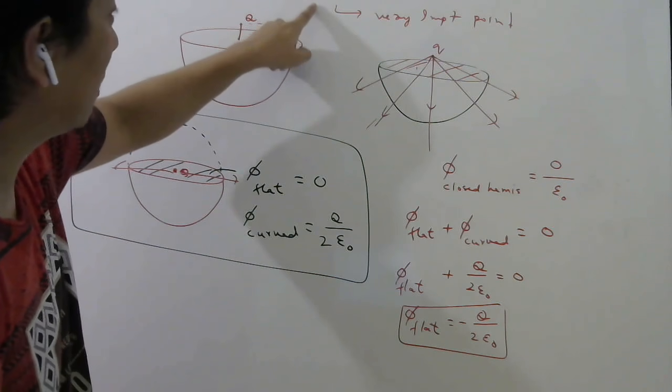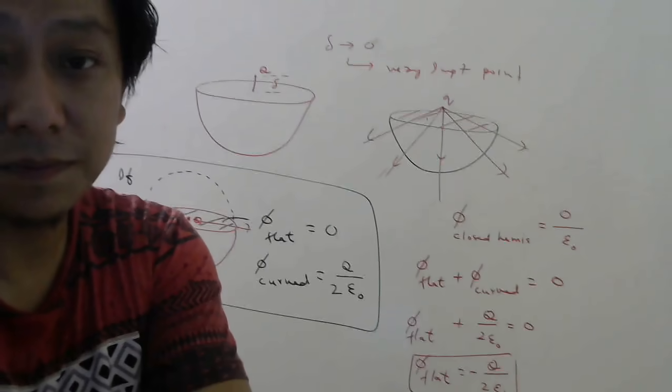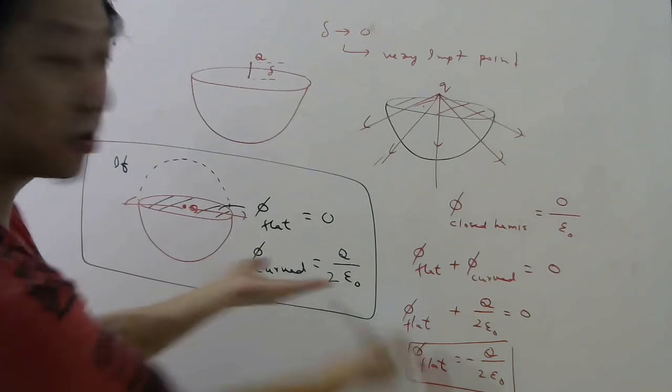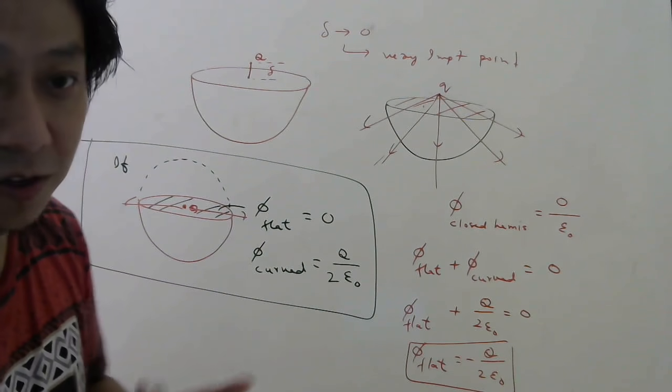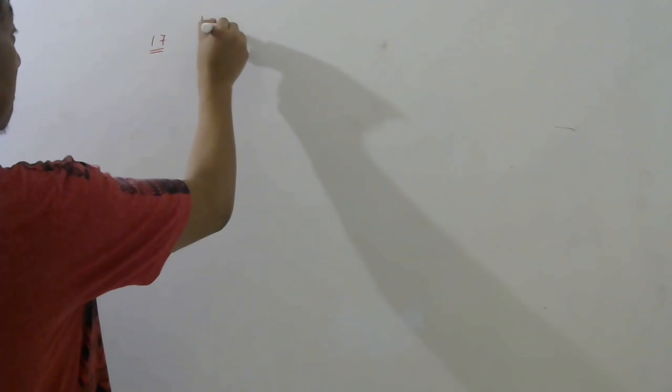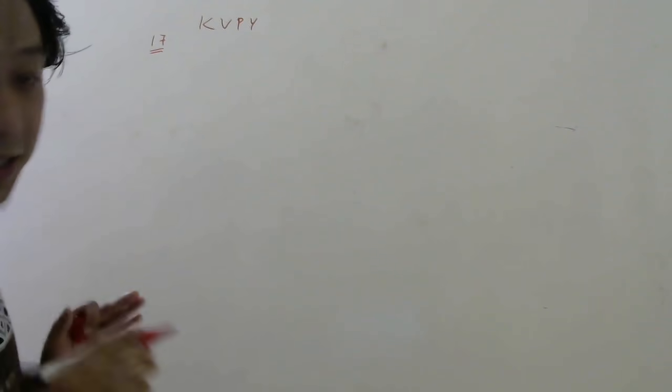If this was not mentioned, we cannot solve the problem at all. Okay, so let us now do question number 17. If you understood question number 16, this 17 will be very easy, and this question has come in KVPY also. So the question is like this, listen carefully.